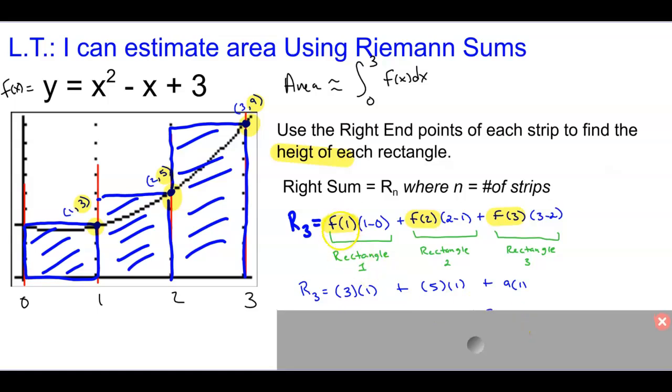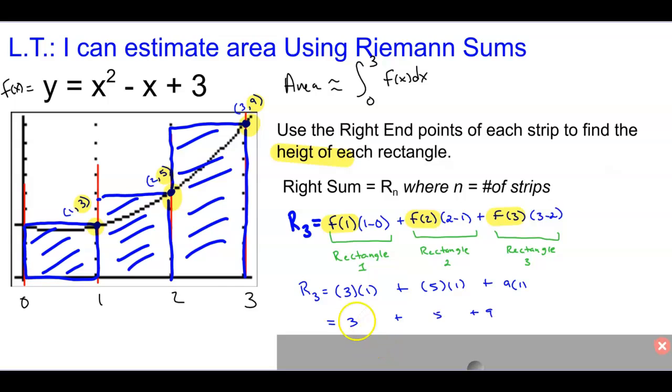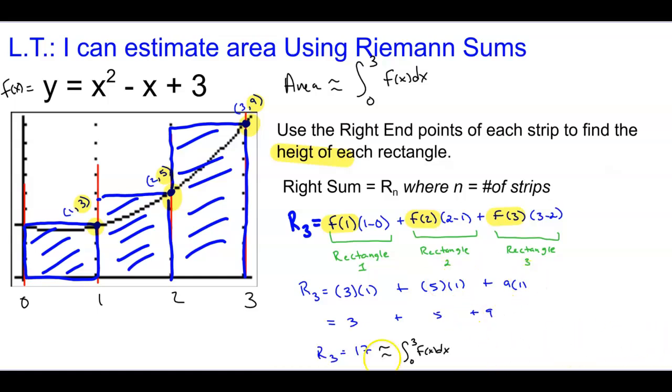So you can actually plug those in. f of 1 is 3. 3 times 1 gives me an area of 3 for the small rectangle between 1 and 0. f of 2 is 5. 5 times 1 is 5. And then f of 3 is 9. Since they all have the same width, the width is always 1. So then I'll add those up and I'll get an area of 17 units.